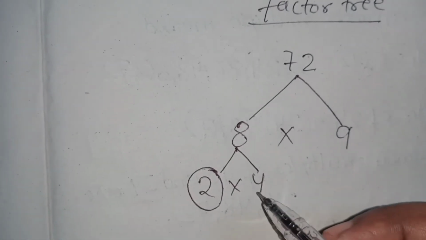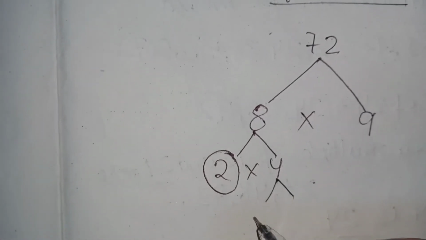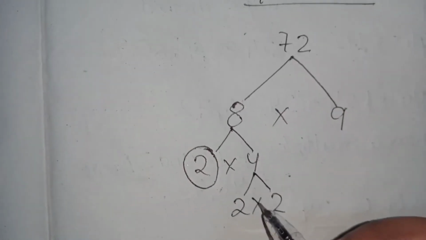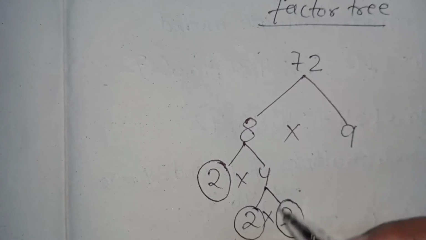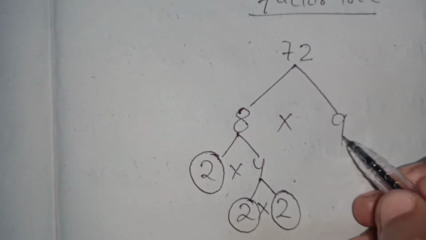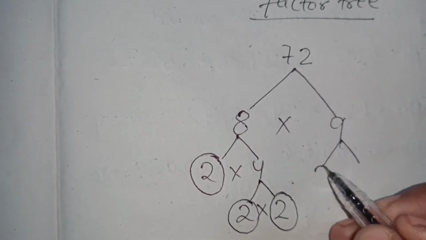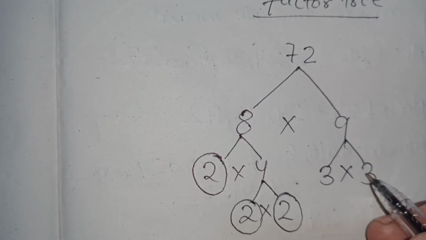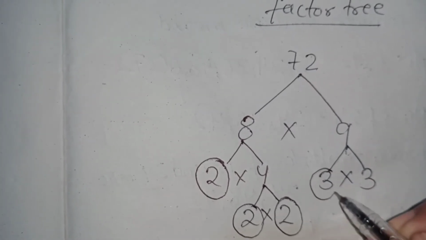And 4 is not a prime number. We can write this 4 like this also: 2 into 2. 2 2s are what? 4. So now we got prime numbers. This 2 is a prime number, we will circle this. This 2 is also a prime number, we will circle this. Now 9 is here. 9 is not a prime number. 9 comes in the table of 3, so we can write here 3 3s are 9. Now these 3s are what? Prime numbers. They come in their own table. So they are prime numbers. We will circle these also.